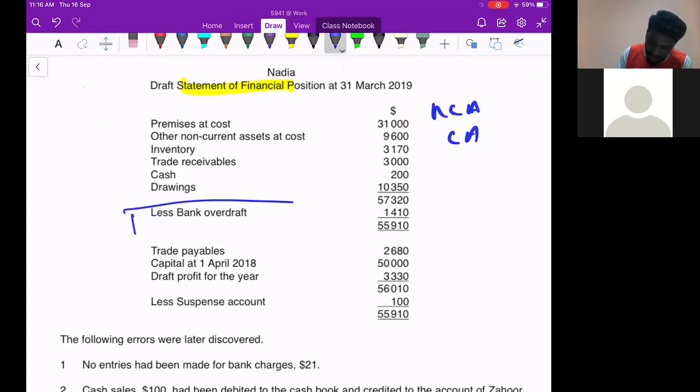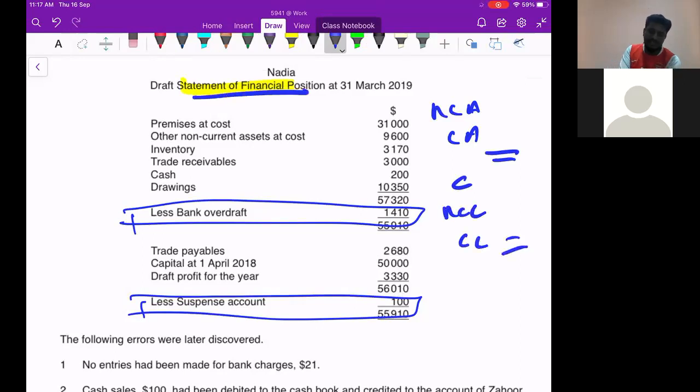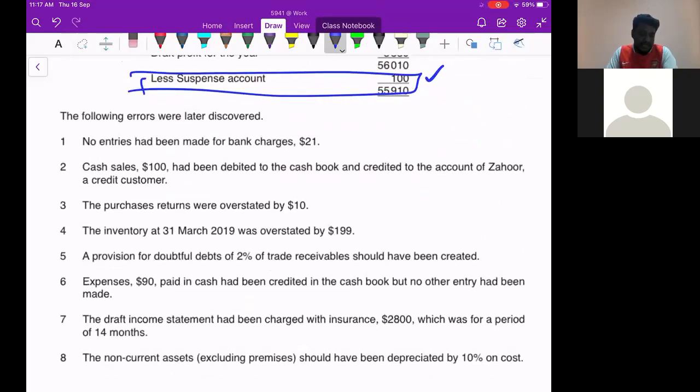Then why did she put a bank overdraft under the assets? Then we have a suspense account also. It's a problem. It's supposed to be NCA, CA, then total up, capital, NCL, and CL. This is the format of your statement of financial position. But here there are some problems, and also a suspense account. If you have a suspense account, it means there are some errors. So then she discovered the errors.